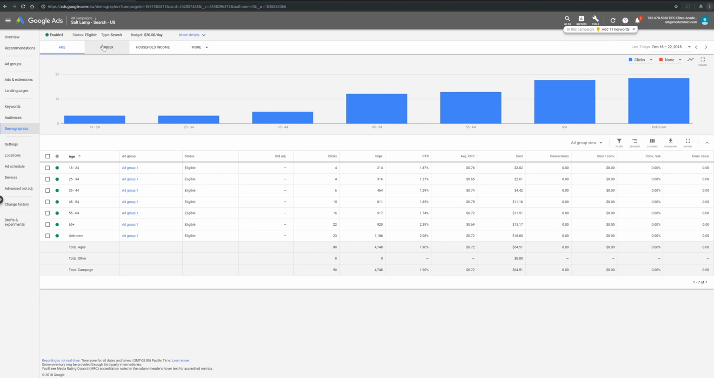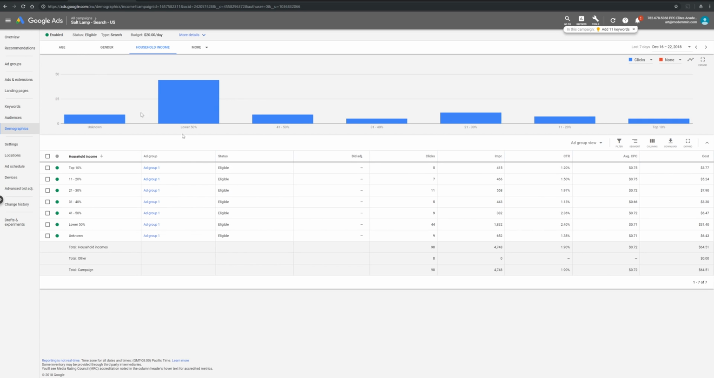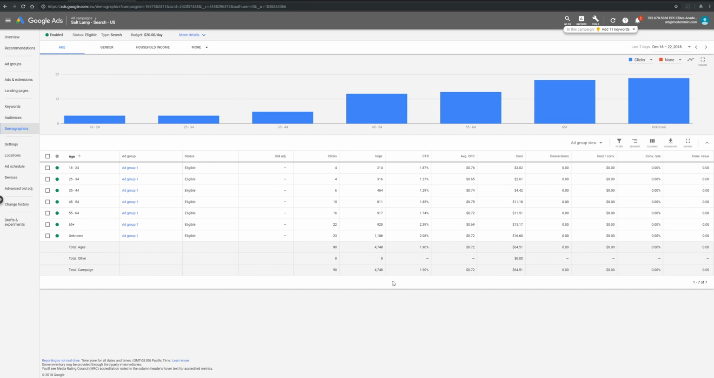And then you're also going to have up here, all right, gender. And this is going to show us the genders, what's getting you the most clicks. Household income. So it gives you a pretty good amount of data so you can really hone in on what's working. And like I said, obviously this campaign has no conversions yet, so we can't go based off of conversions, but you guys know how to read the data already and you know what to look for. Look for what's working the best, has you the best click-through rate.